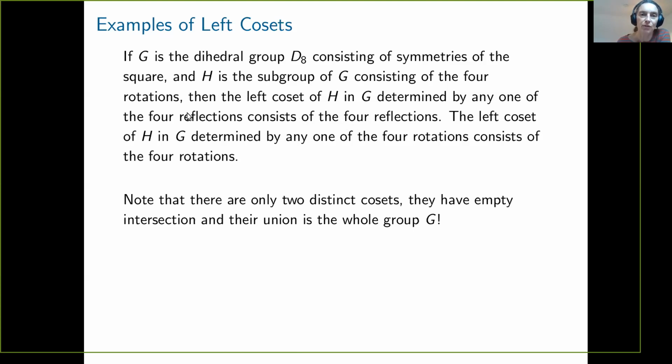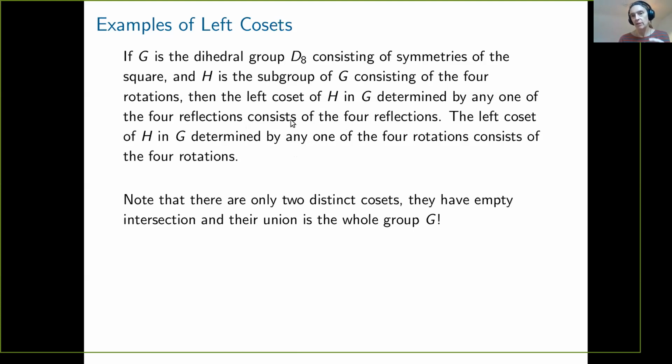If we choose one of the 4 reflections to be our chosen element, then what we're doing is we're composing that reflection with each of the 4 rotations in turn, and the set of 4 elements resulting from that is the coset determined by that reflection. And in all cases, regardless of which reflection we choose, the result of that would be the set of the 4 reflections. If the element we choose is one of the 4 rotations, and we compose it in turn with each of the 4 rotations, what we get are the 4 rotations again.